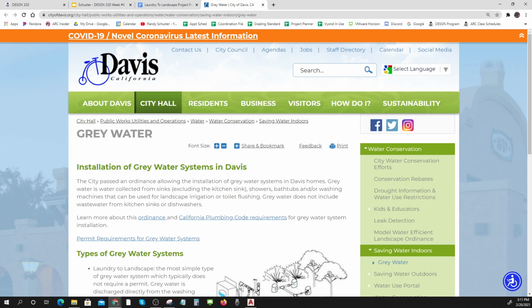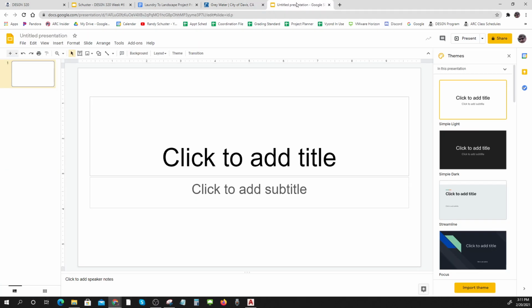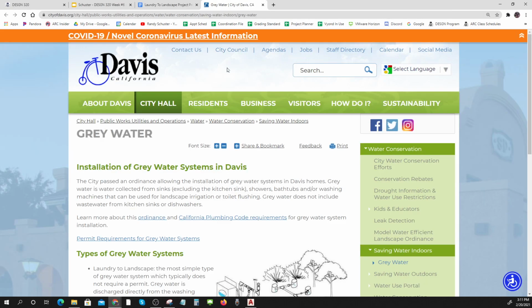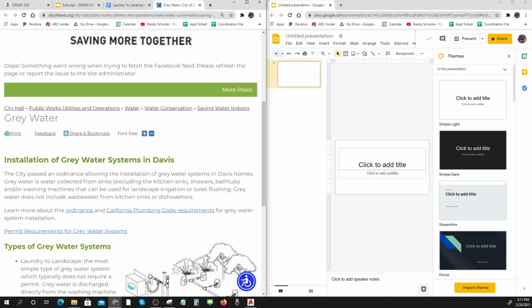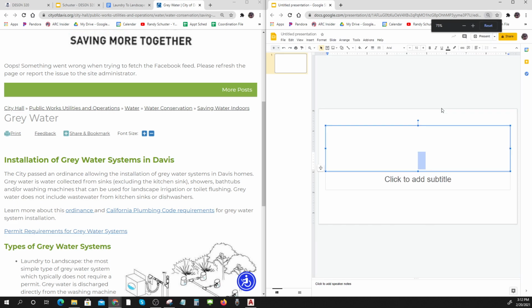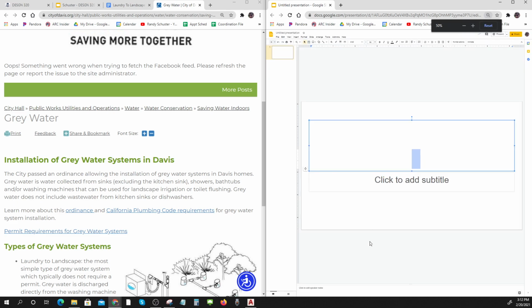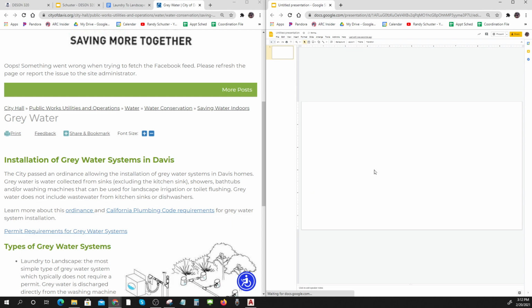So I'm going to make myself a presentation here, and I'm going to set these side by side so that I can see them both. And look at how big this is. There we go. That looks okay. And I don't need these things right now. I'm just going to be taking some notes.